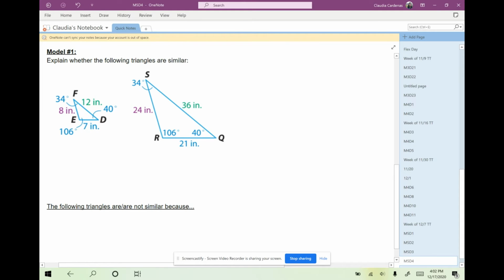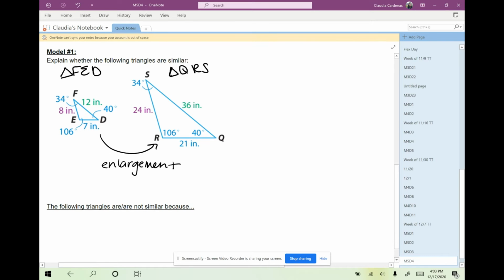And now we notice that the triangle FED, remember we can write triangle FED, is smaller than triangle QRS, right? We just read the letters next to the angles, and that's the way we identify them. So since it is smaller than the other triangle, this is an enlargement. So let's go ahead and make note of that. It is an enlargement of the smaller triangle.